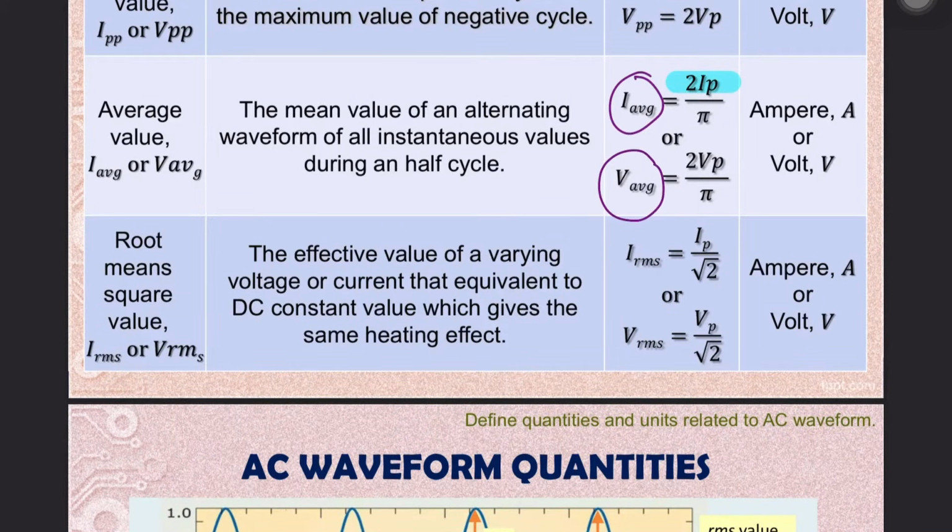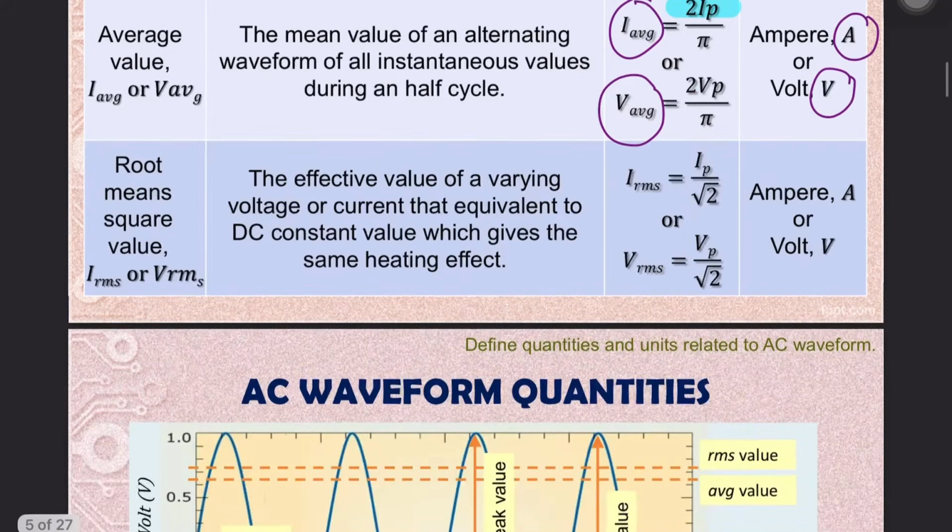So if it's current, it's ampere, if it's voltage, it's V. So next would be root mean square. Root mean square here means the effective value of a varying voltage or current that is equivalent to DC constant. So the same value, but this is an alternating waveform.